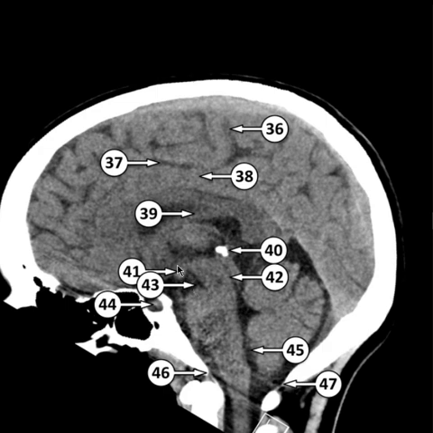43 here is the interpeduncular cistern. 44, coming into view here, this is the pituitary gland. 45 is the foramen of Magendie. 46, this is the basion. And 47 is the opisthion.